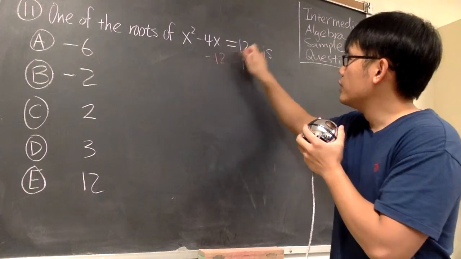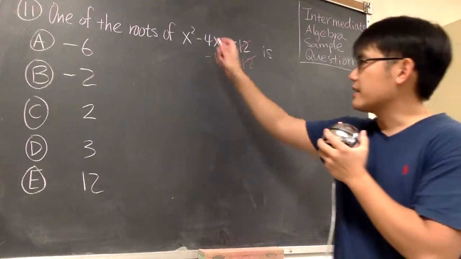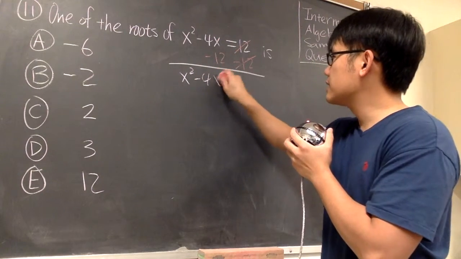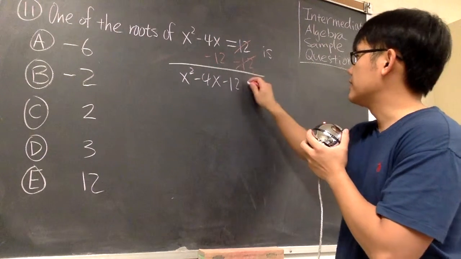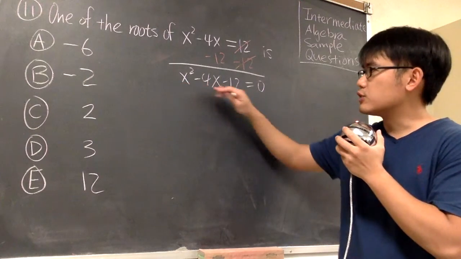This way, 12 minus 12 will be 0. That's a 0 that we want. And then on the left hand side, we have x squared minus 4x minus 12. And then as I said, this is equal to 0. And then we will focus on this trinomial.